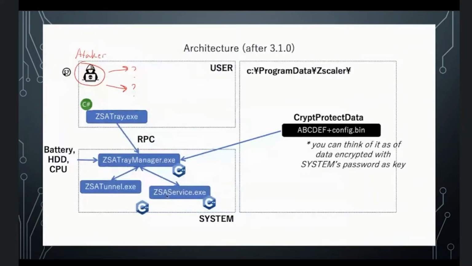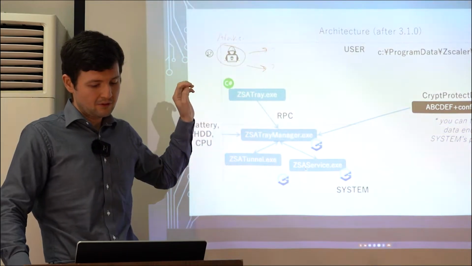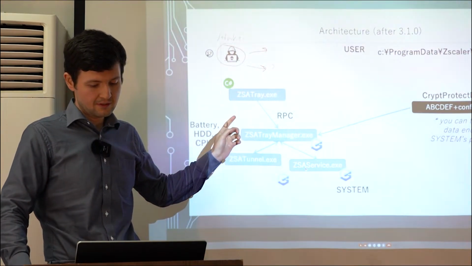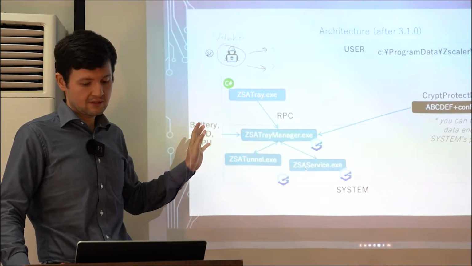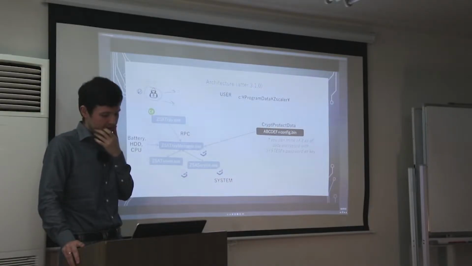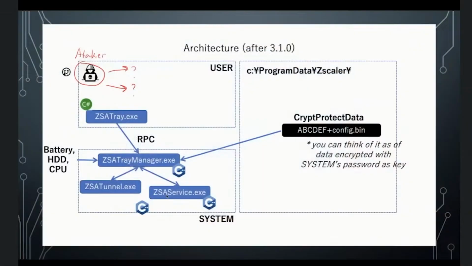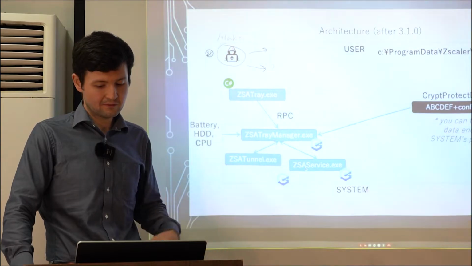But from architecture 3.1.0, they have made some changes to their architecture. Now the user session only has the ZSA Tray exe process, which communicates with the ZSA Tray Manager process by RPC. And the ZSA Tray Manager process now calculates all these IDs. What has changed? To do the same attack, we will now need to gain system privileges on this computer.